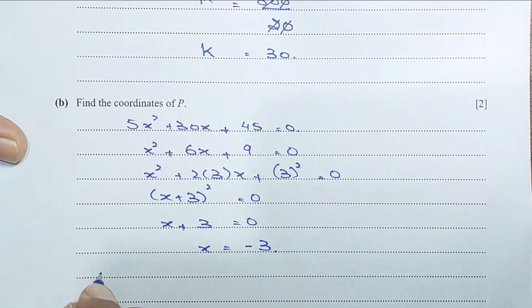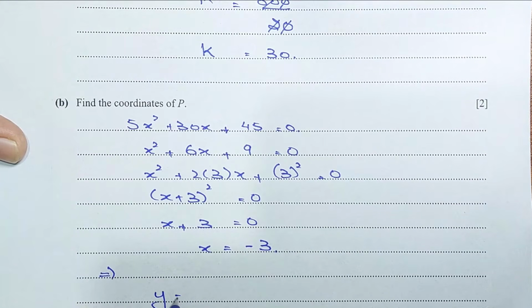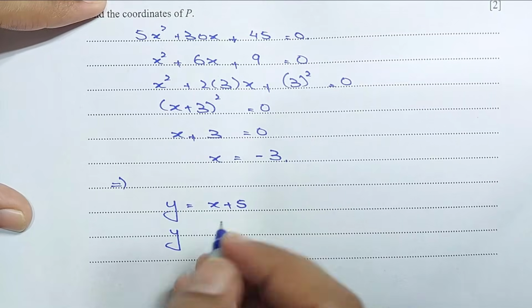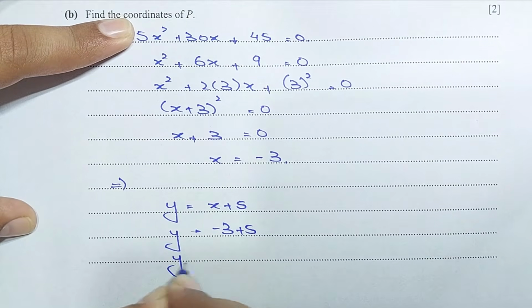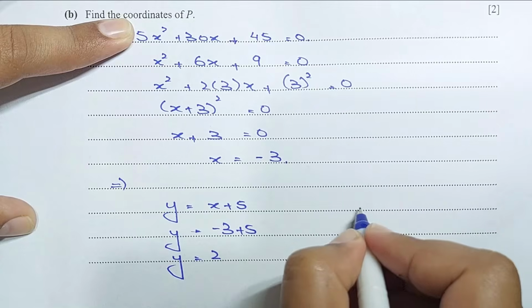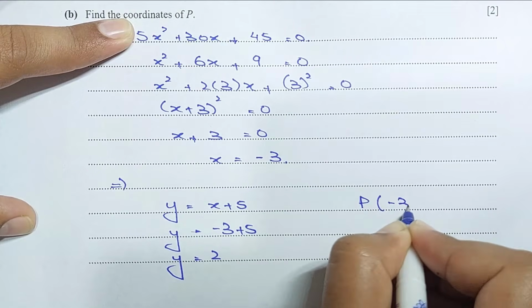Let me solve for the y coordinate by substituting into y equals x plus 5, the equation of the straight line. So y equals negative 3 plus 5, so the y coordinate is 2, right? So we can say the coordinates of P are minus 3 and 2.